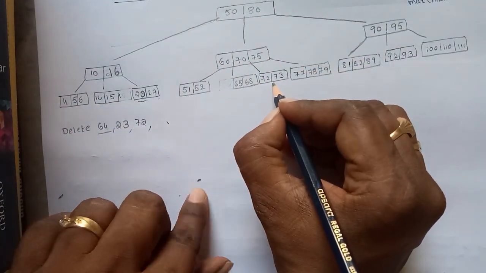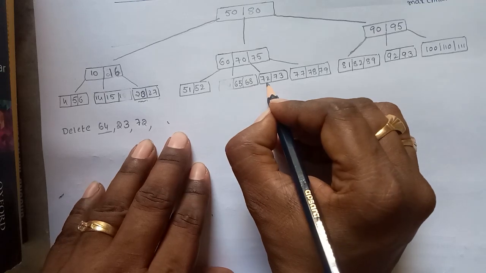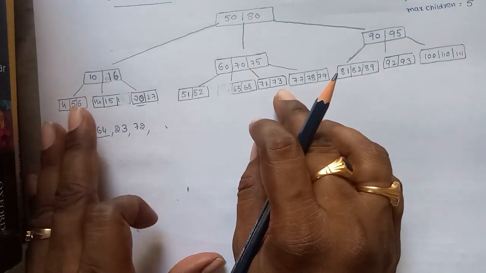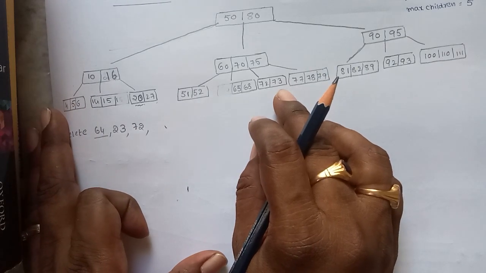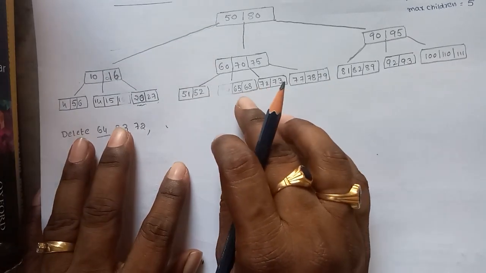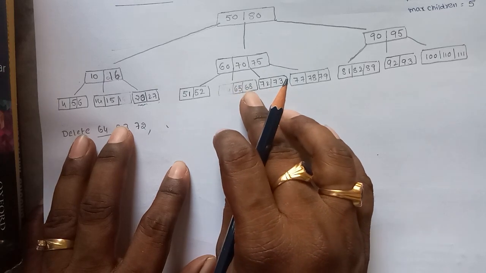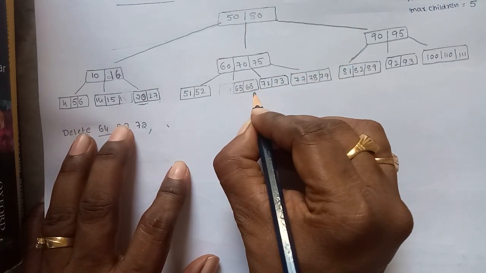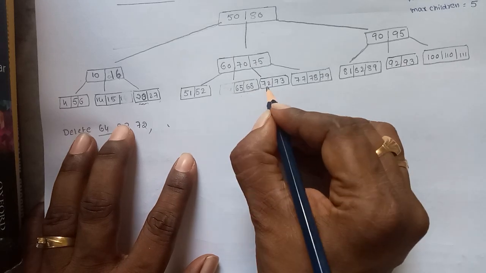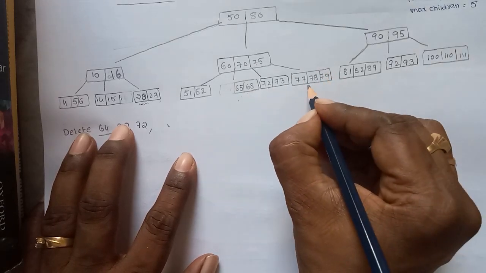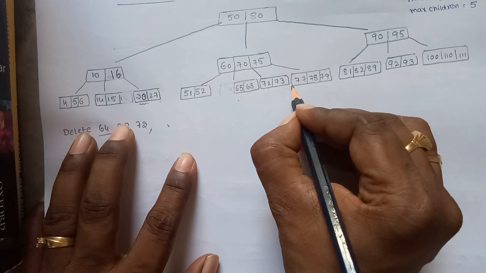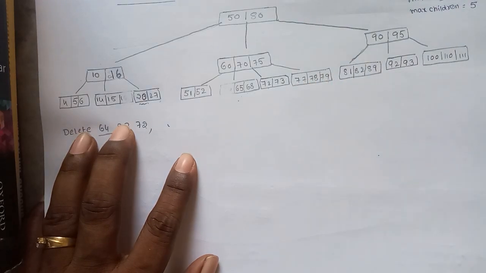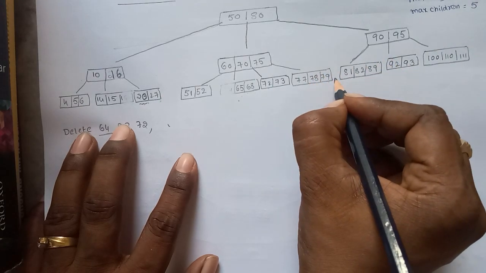So this is the 72. After deleting 72, the node contains only one element, so it violates the property. What to do? Check for the left sibling, the immediate left sibling. The immediate left sibling also contains only 2 elements, so there is no borrowing from the left sibling. Now check the right sibling. The right sibling contains 3 keys. Now take a borrow from the right sibling.